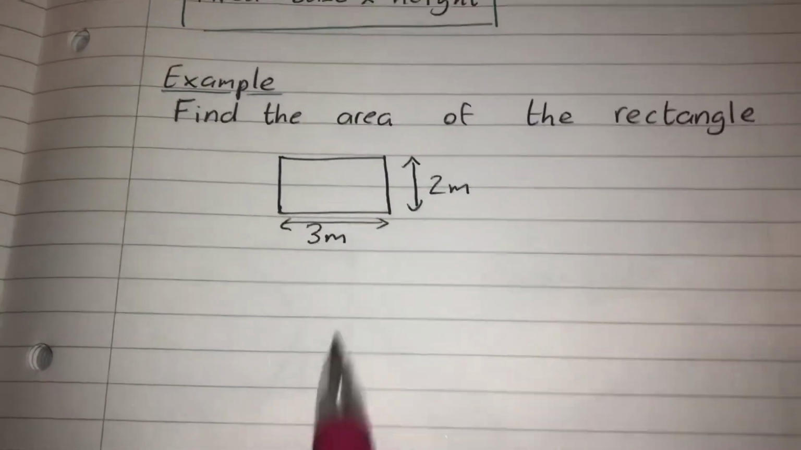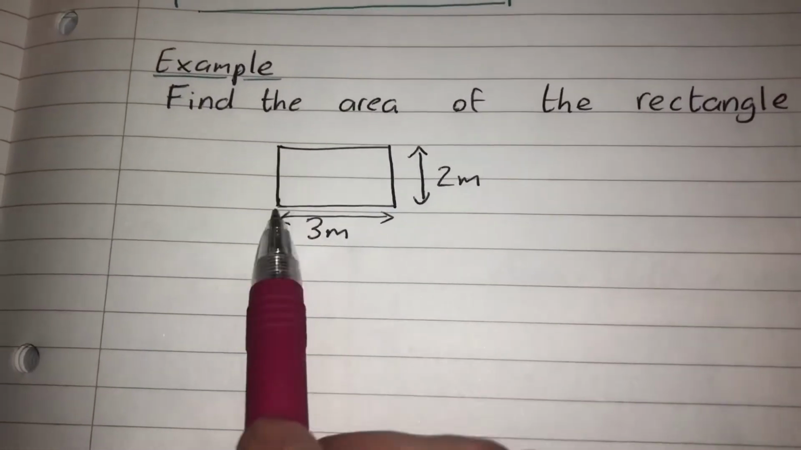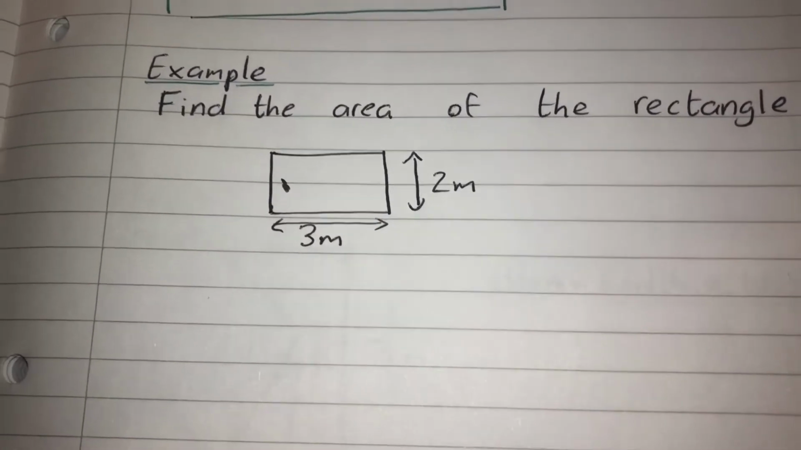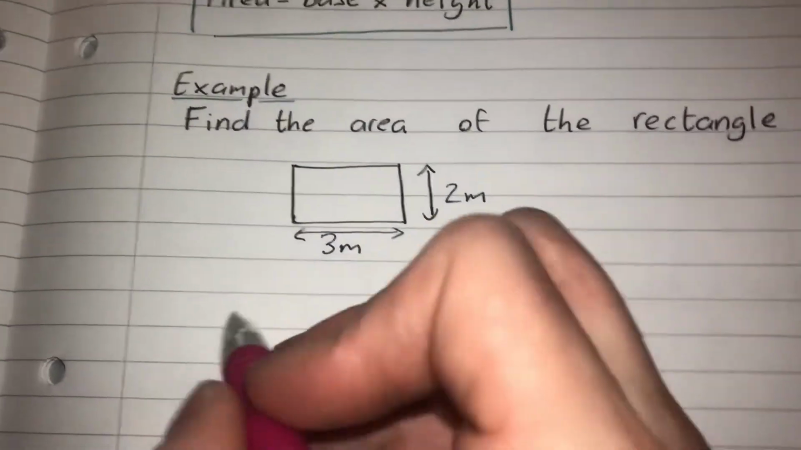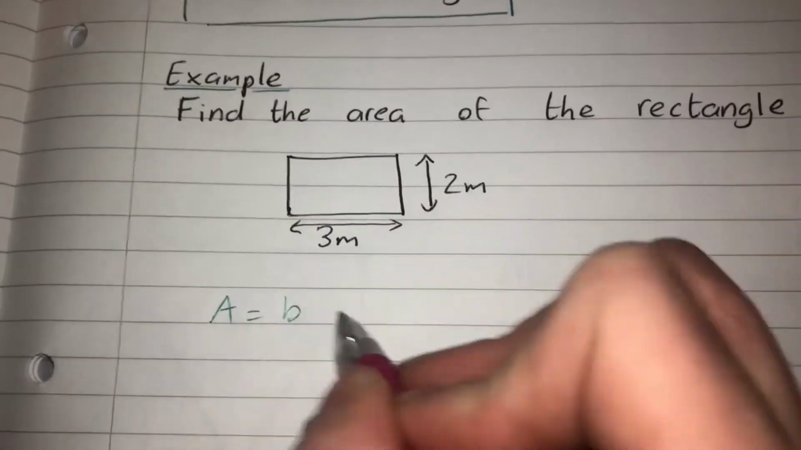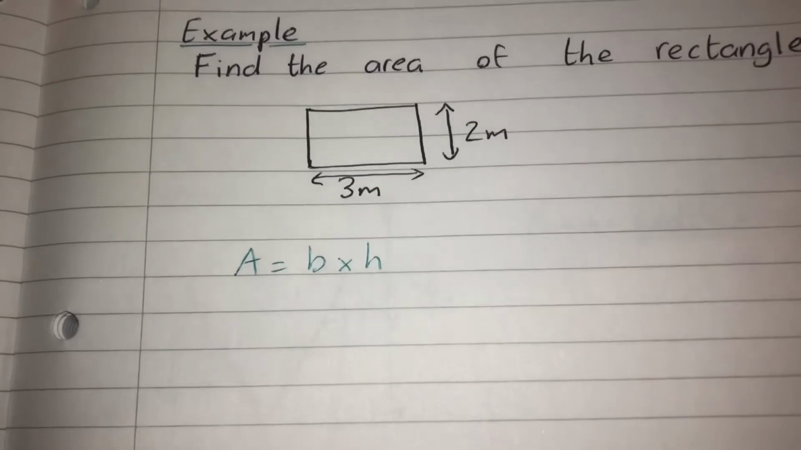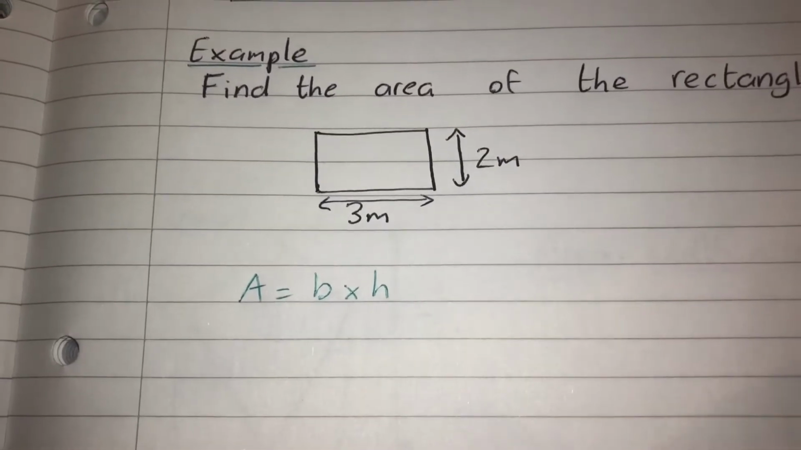All right, so very quick example on this one, because again, we looked at this in the last video. Find the area of the rectangle. We have a rectangle here that is 3 meters wide and 2 meters tall, and again, units is important. Just setting out the formula that we're going to use, because again, I'll be showing you a number of formulas that you have to make sure to learn before going into your exam.